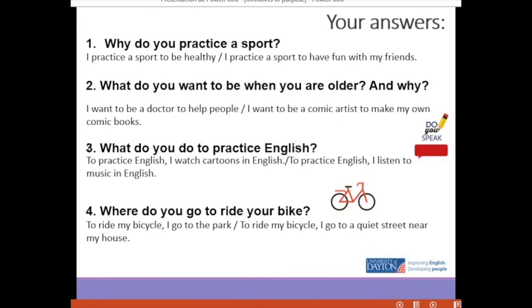Finally, number 4. Where do you go to ride your bike? Well, to ride my bicycle, it's another word for bike. To ride my bicycle, I go to the park. Okay, or to ride my bicycle, I go to a quiet street near my house. Quiet street means a street with no cars, or just maybe one car. But remember to be careful, okay? If you go out to ride your bicycle, you have to wear protection on your head, a helmet. And you have to pay attention and be careful.